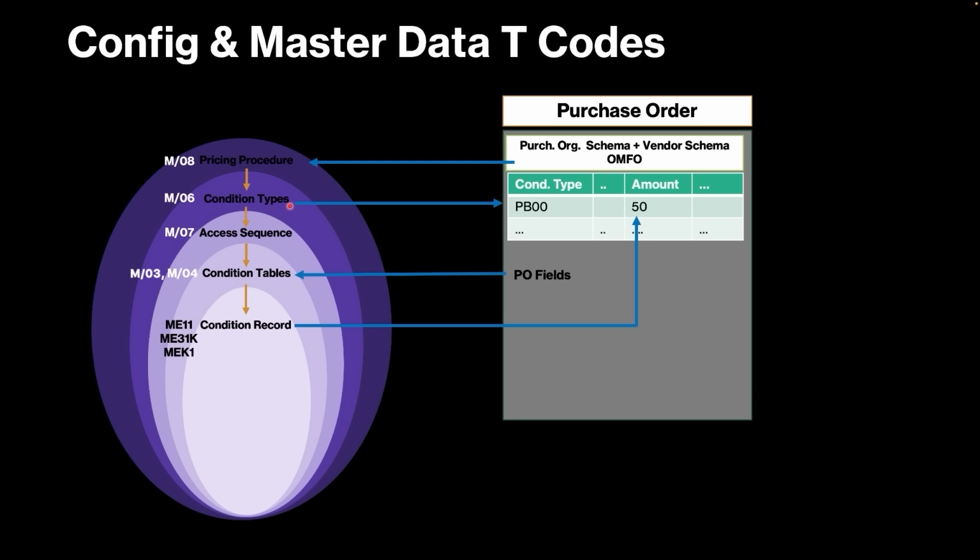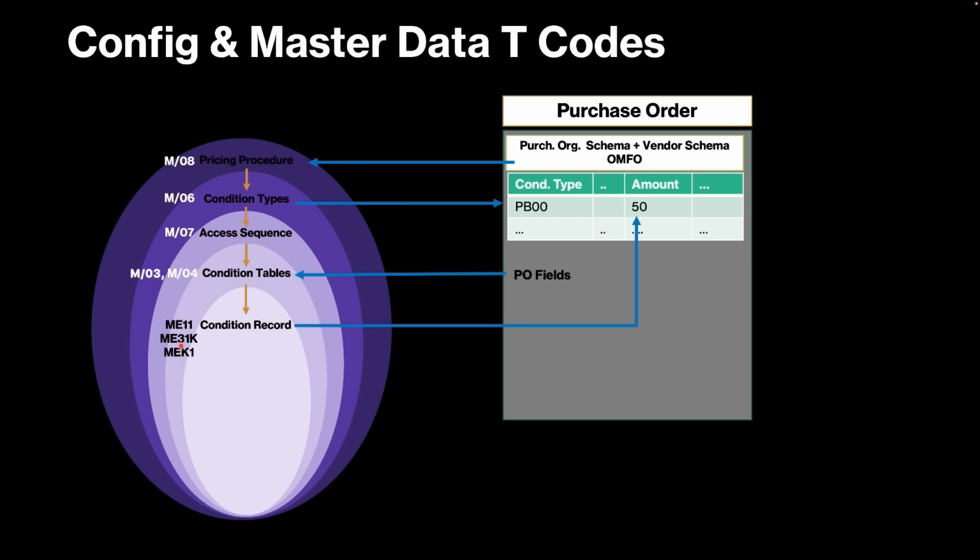Then this condition type will contain the access sequence. This access sequence is configured using T code M/07. And this access sequence contains multiple condition tables. And finally, the condition records can be maintained either through the purchasing documents like info record or contract, or generally through T code MEK1. Okay, now SAP recommends that for info record and contract, you must maintain the condition record through these T codes only.